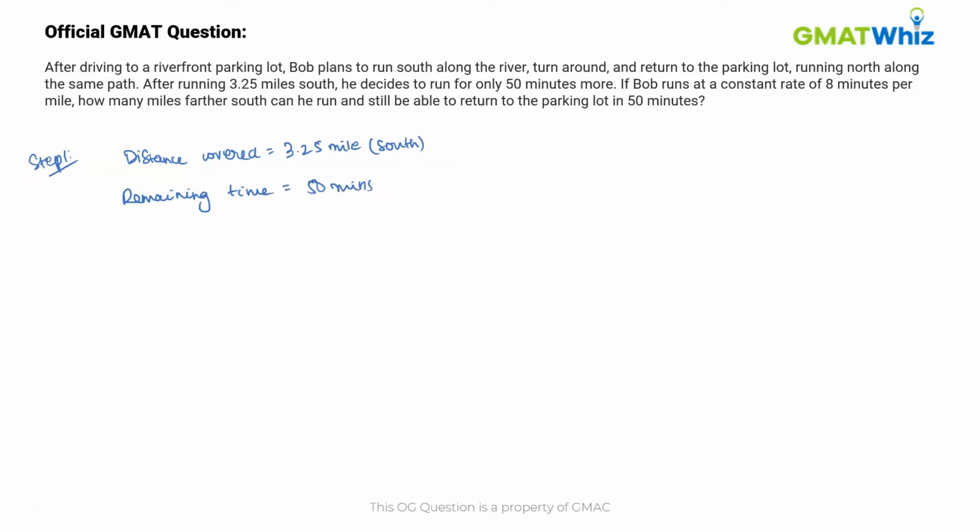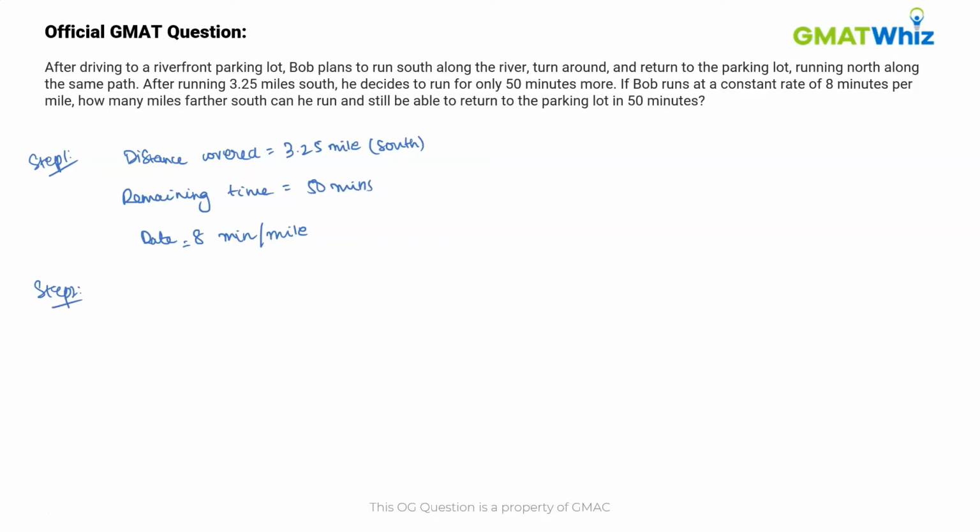Now we are given the rate at which Bob runs, which is equal to 8 minutes per mile. We have to find out how many miles further south he can run and still be able to return to the parking lot in 50 minutes. Now this is all the information that we can get from the question. So let's move on to step 2 and understand how to proceed with the solution.